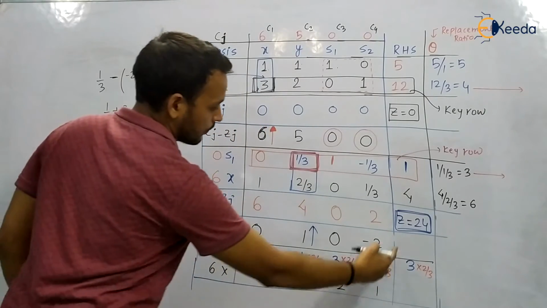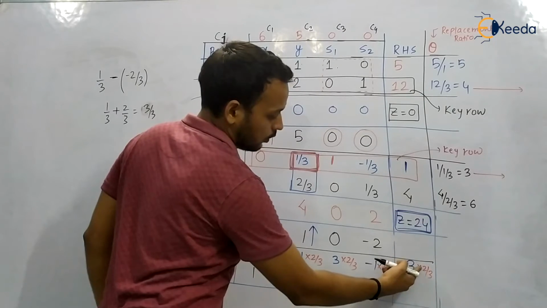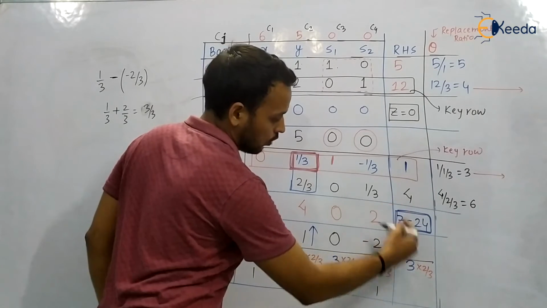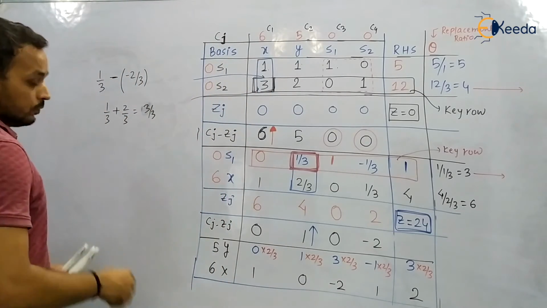And the next one is 4 minus 2. 3 into 2 by 3, so it will become 2. So 4 minus 2, it is going to become 2.